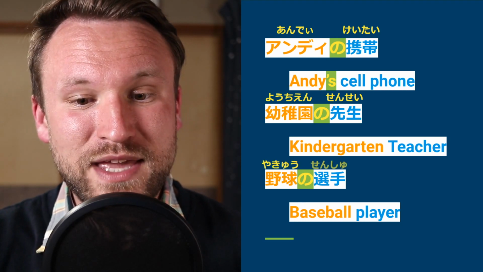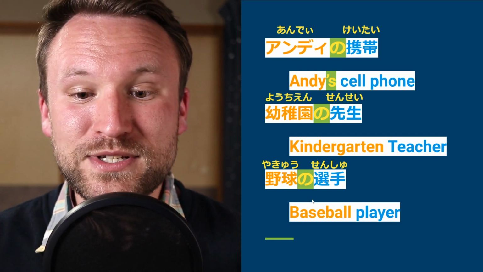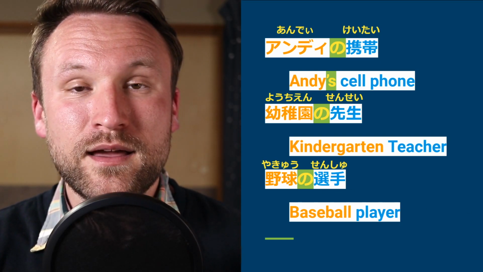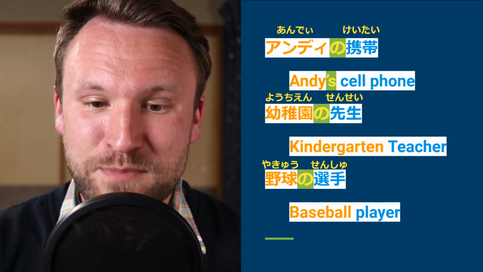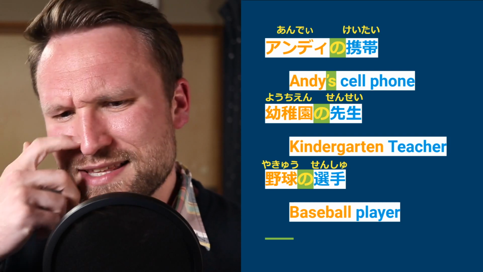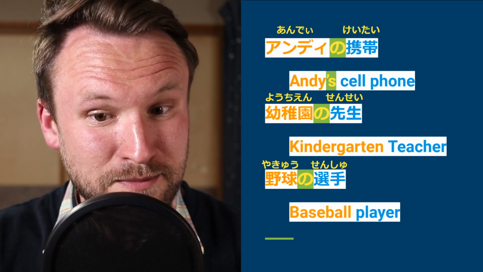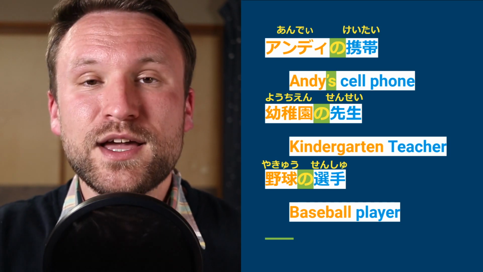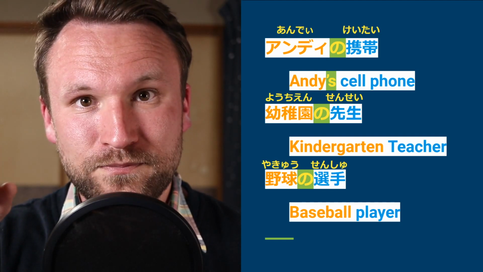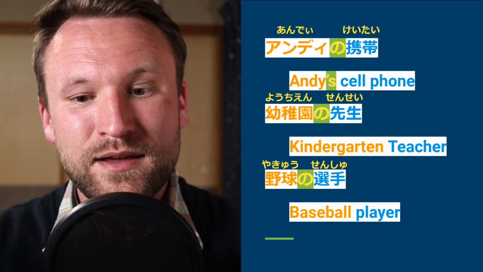In our next sentence, we have yakyū no senshu, baseball player. So the person is a player of some sport, right? Senshu is a player. What kind of player? Well, they're a baseball player. Yakyū no senshu. So if you look at these sentences, it's kind of the same order as in English, except there's an extra step, right? In English, we have kindergarten teacher. There's nothing in between. We have baseball player, nothing in between. You could say yakyū senshu, but generally we'd put no to say that yakyū is about senshu, okay? Basically just that.